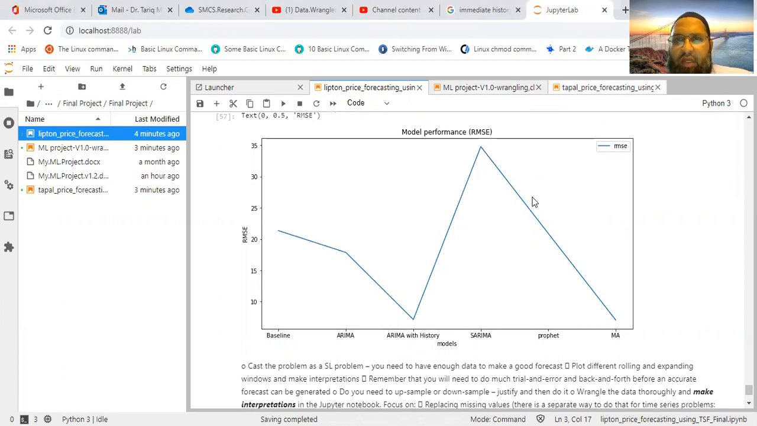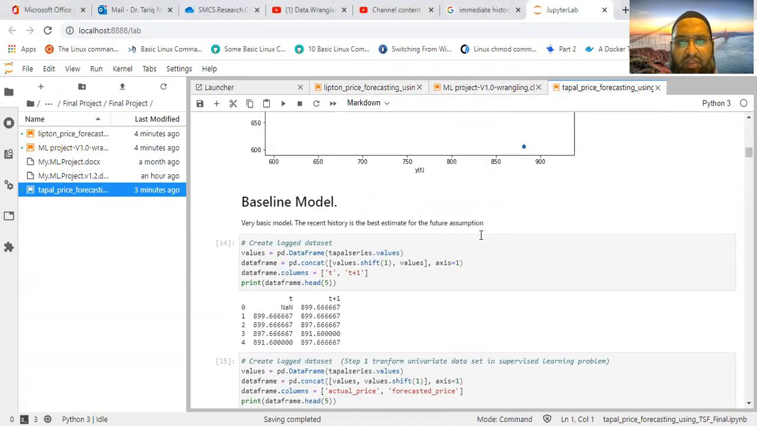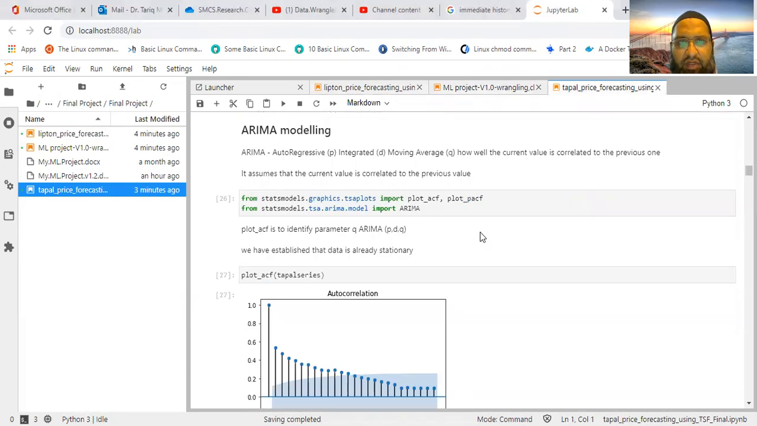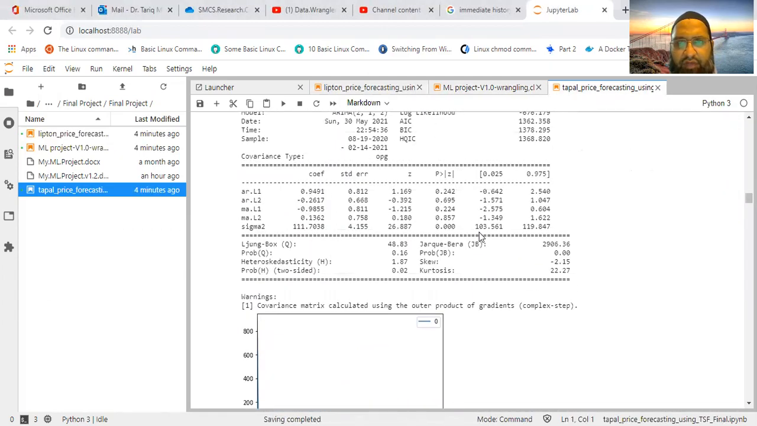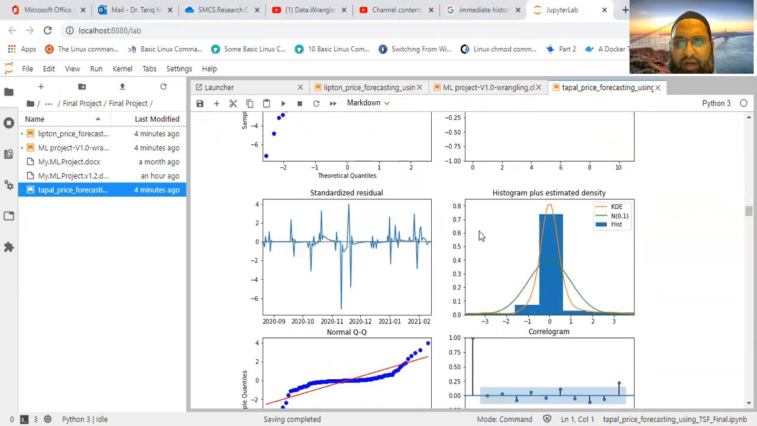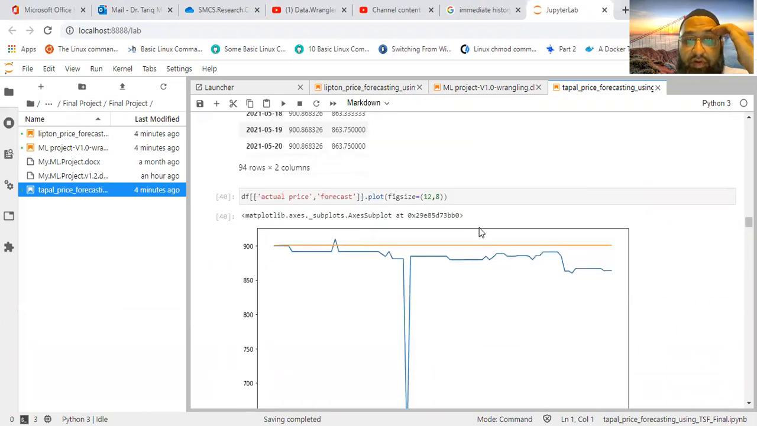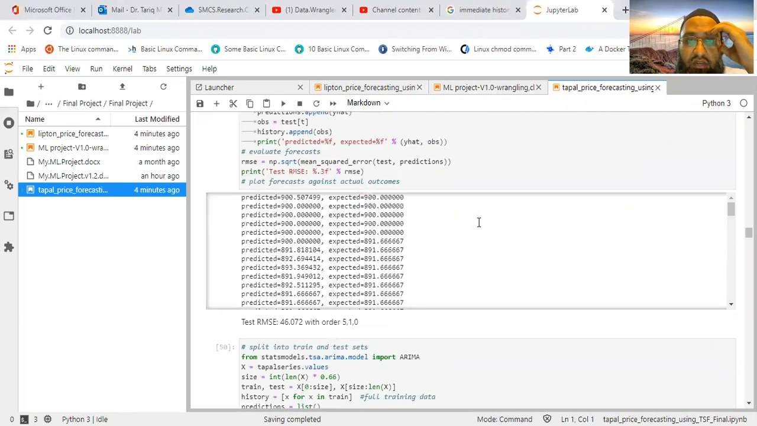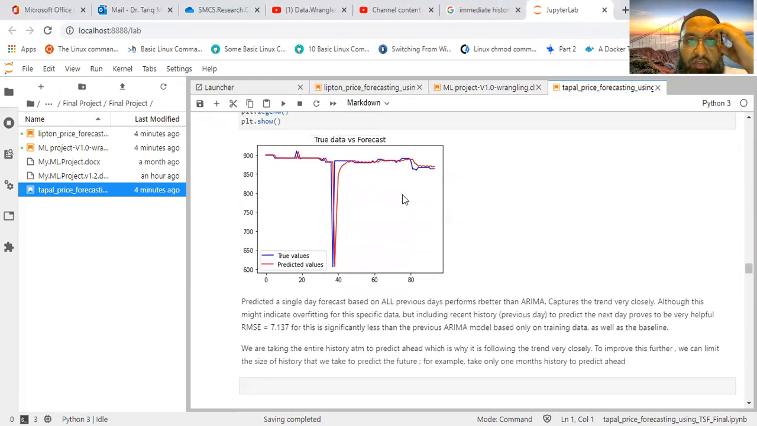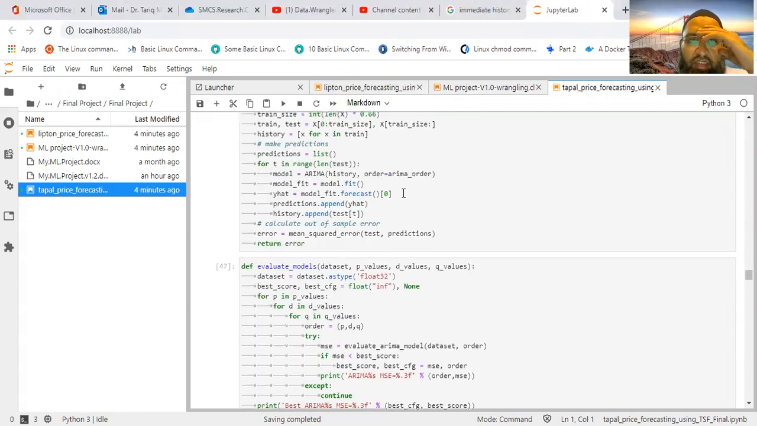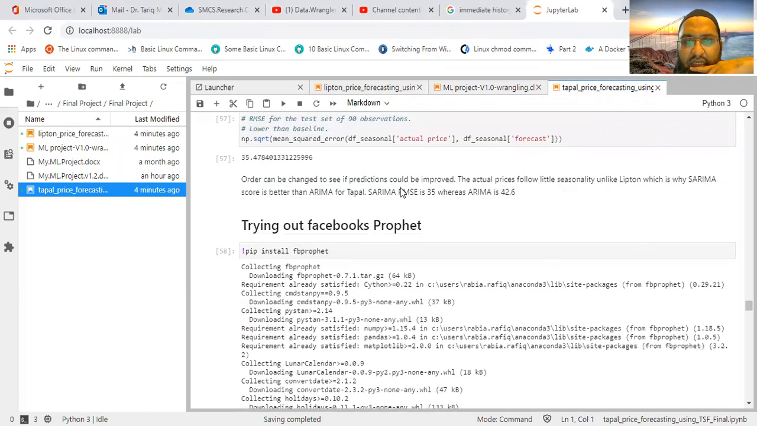Okay. And for the case of Tapal, we have done the same things here. We do the baseline model and the basic wrangling, and then we have the ARIMA model, because once you have the template, you can use it for any other tea brands. We have the correlograms, and then the forecasting with the ARIMA model. Just one look at the forecast. This one is with history and single point forecast. This is also pretty good. That seems to work well here, but I think a seasonal ARIMA did better in this case.